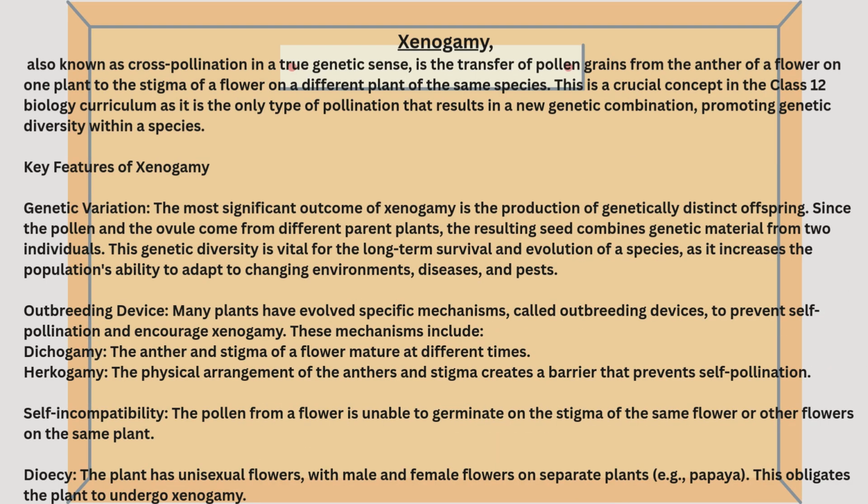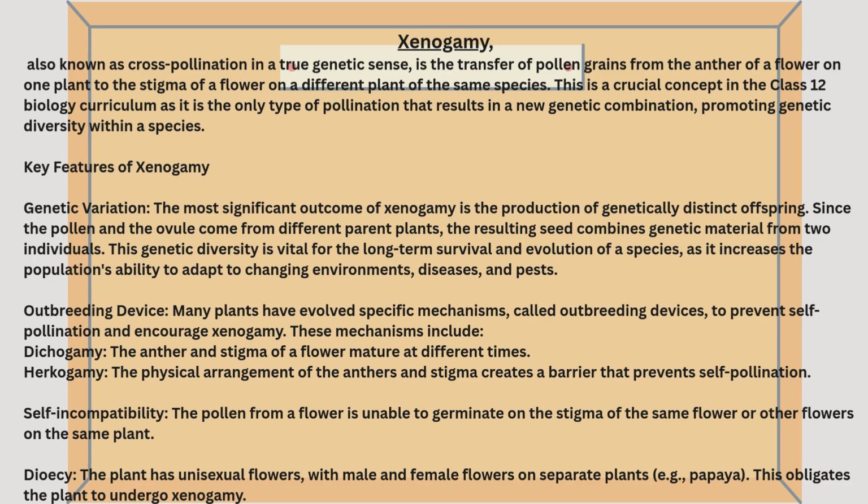Xenogamy is also known as cross pollination in a true genetic sense. It is the transfer of pollen grains from the anther of a flower on one plant to the stigma of a flower on a different plant of the same species. This is a crucial process that results in a new genetic combination, promoting genetic diversity within a species. Now, the key features of xenogamy are as follows: the genetic variation.